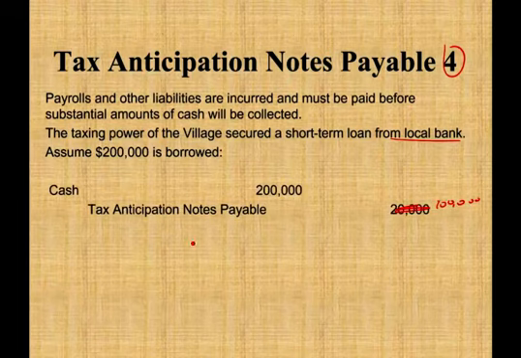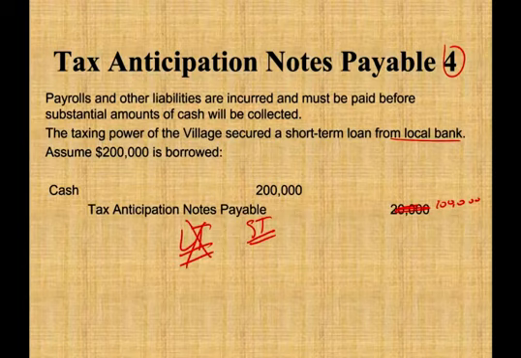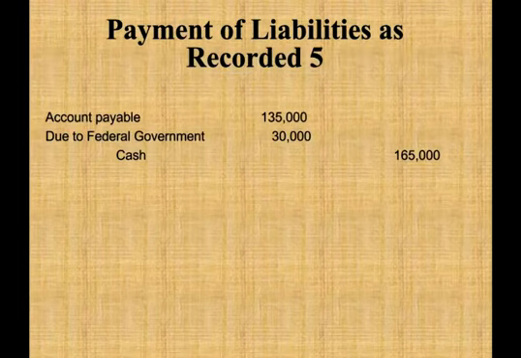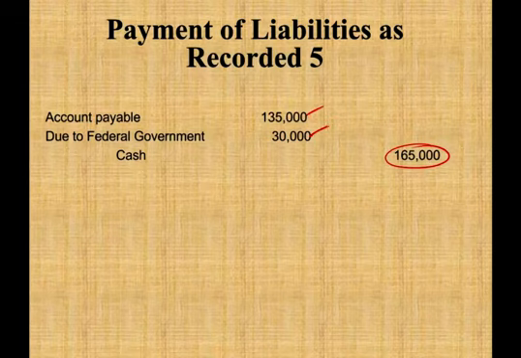Okay. Now you might be saying, hold on a second. We don't record long-term liabilities. This is short-term. So this loan is a short-term loan, not a long-term loan. Okay. Now remember, we have the accounts payable and due to the federal government. Let's assume we paid it. We paid it now because we have cash. We brought cash in, so we credit cash 165. Debit accounts payable, credit the federal government.